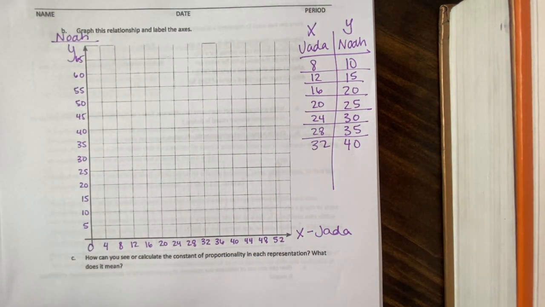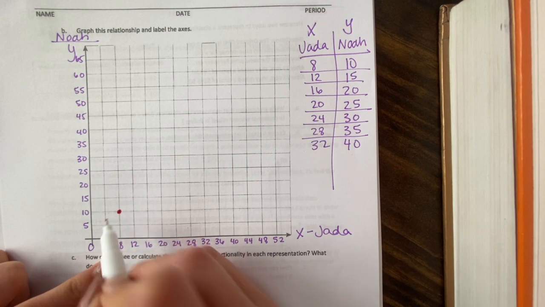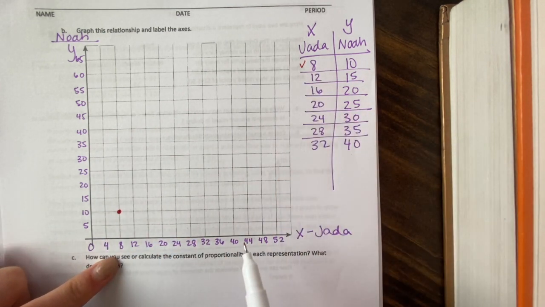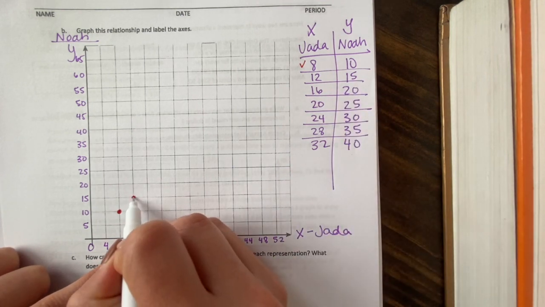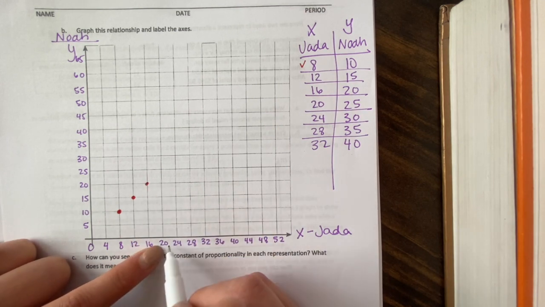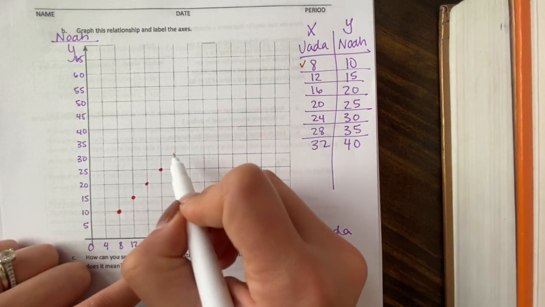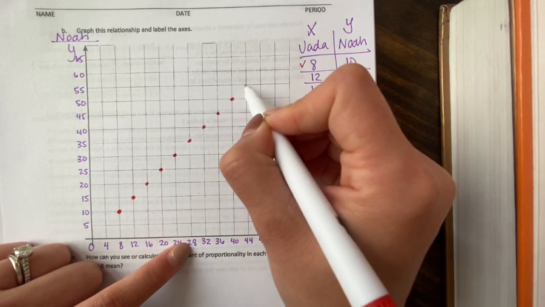Okay, so then it says that we just need to plot the information. So you're matching. We've done this 1,000 times in class. You're just matching. So our first point is 8 and 10. Our next point, and you're going to check them off as you go, is 12 Jada and 15 Noah. So 12 and 15. 16 and 20. 20 and 25. 24 and 30. And look, you can keep going because you know it's going to be the same each time.